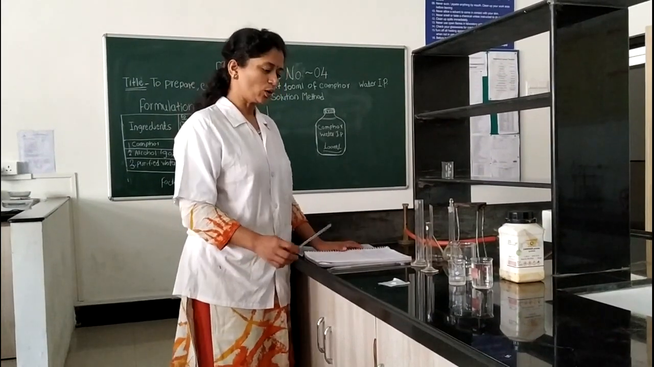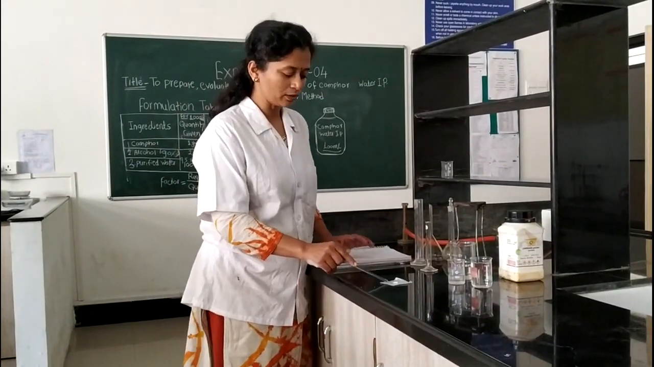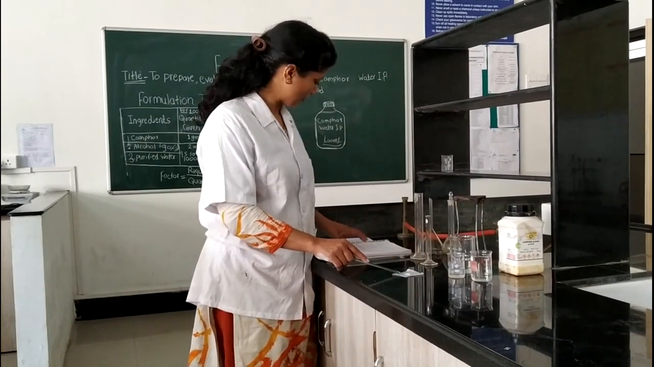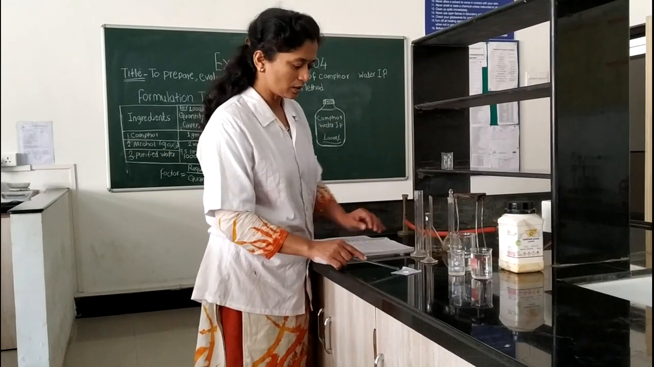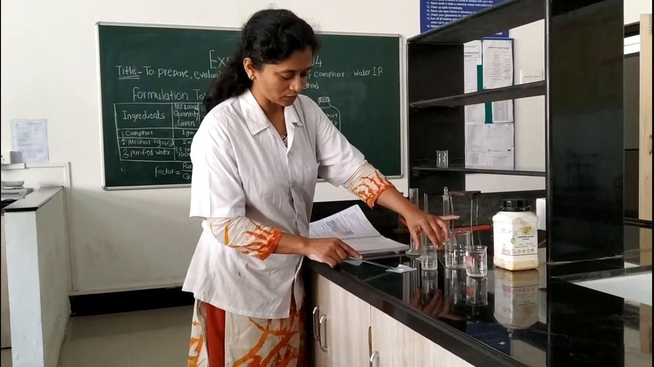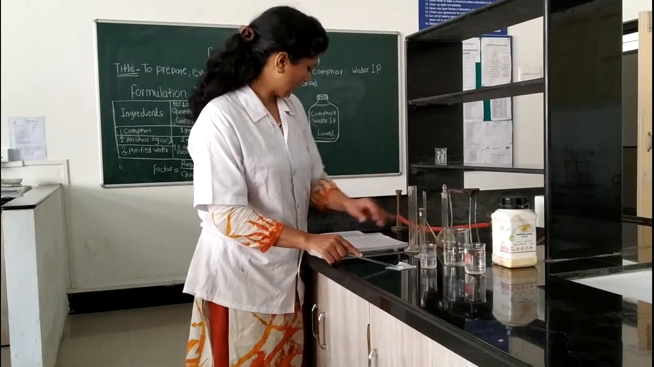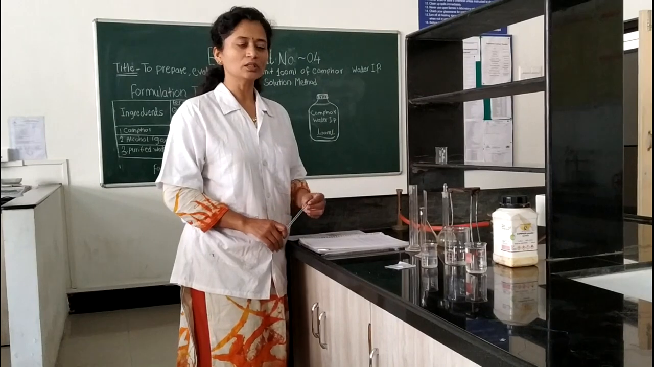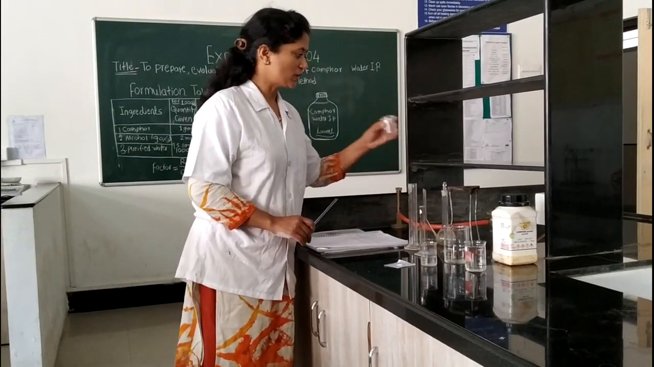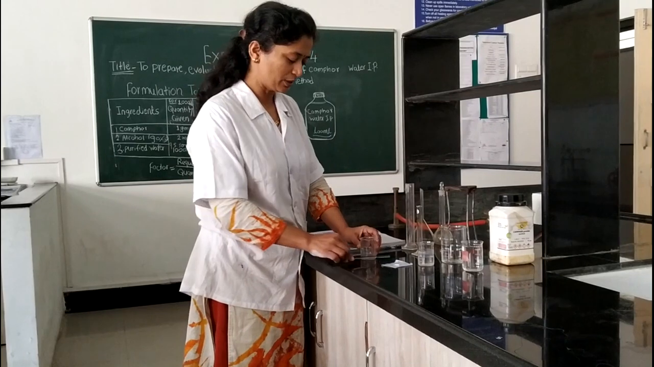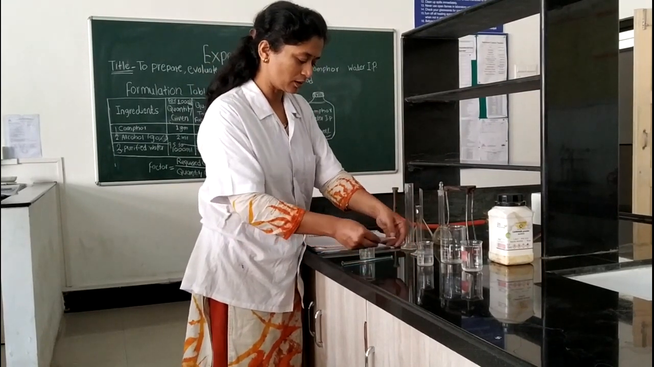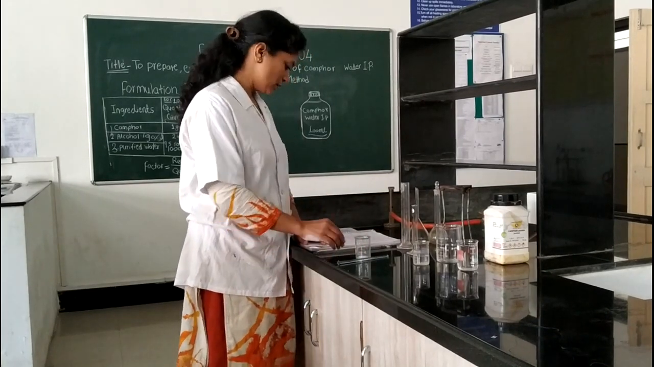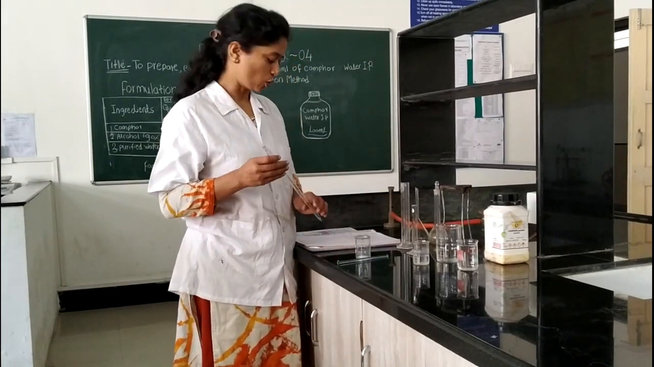Firstly, weigh the required quantity of camphor. We have already weighed the camphor, that is, we require 0.01 gram of camphor. This is our alcohol, and this is our purified water. For the preparation, we have to take a beaker. In that beaker, we take our required quantity of camphor. In that, we add the required quantity of alcohol.